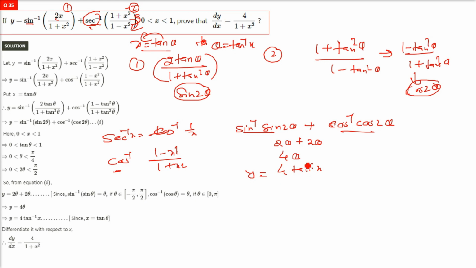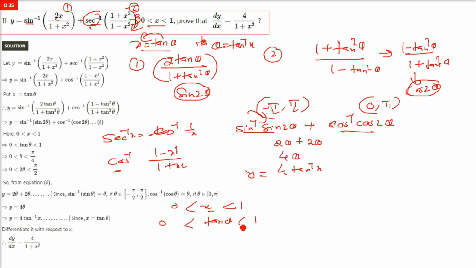Before you remove the sin and sin inverse, the angle has to be between minus pi by 2 and pi by 2. And this 2 theta has to be between 0 and pi if you want to cancel this cos and cos inverse out. x is between 0 and 1, and x is tan theta, so tan theta is between 0 and 1. Now apply tan inverse, or find the value of theta for 0 and 1 when we have tan. So theta is between 0 and pi by 4.